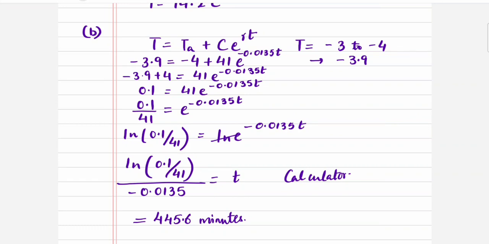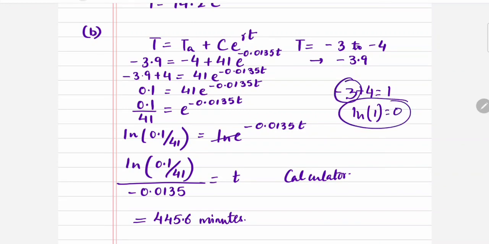Just keep in mind you cannot use -3 there, because if you use -3, then 4, when moved to the other side, will give you 1, and ln 1 is 0. So try and not use -3, but any value after that, -3.1, -3.5, any of those values in the range would be fine. All right, so that is the answer.